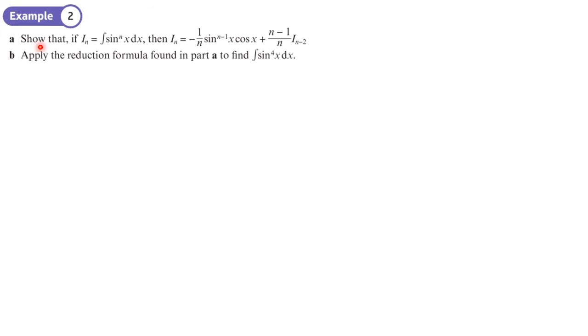Okay, so this question here shows that if I sub n equals this, then we need to show that this reduction formula, this recurrence relation, is true. But notice this isn't a product this time. There's no x to the power n. So what do we do here? Well, we're going to split this up into a product of sine to the power something times sine to the power something. But what power?